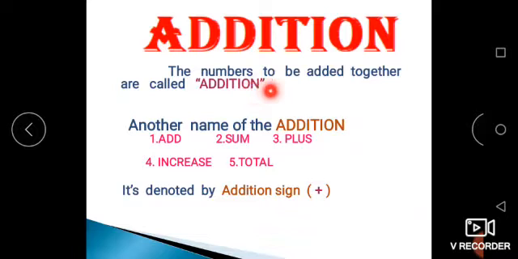Addition. The numbers to be added together are called addition. When we count two or more numbers or things together, that is called addition. Other names for addition are add, sum, plus, increase and total. It is denoted by the addition sign, which is plus. This one is the addition sign. We'll move to the next slide.